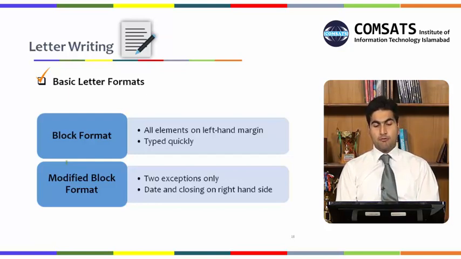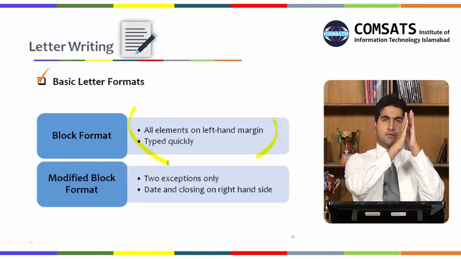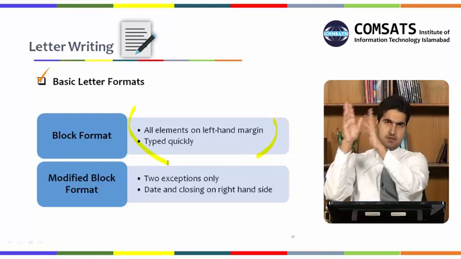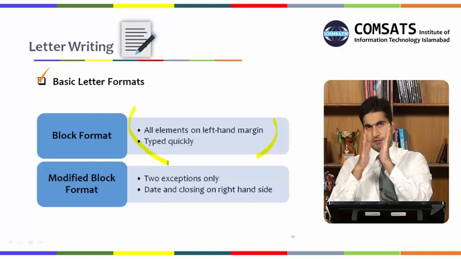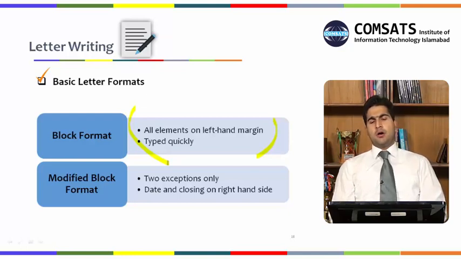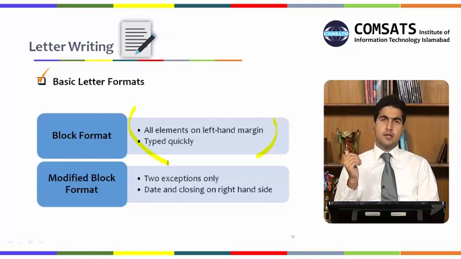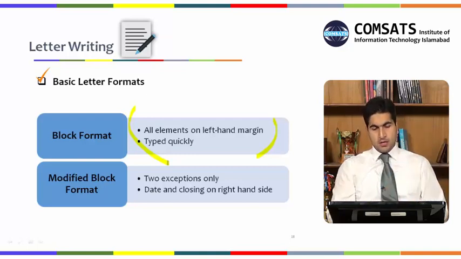So in case of your block format, the main point to remember here is that all elements are placed on the left margin. In your case, this is the left hand margin. Things are placed on the left hand side. The second format, like a modification of a block format, which is why it is called the modified block format, is almost the same. The things which are different are the date and the closing, which come on the right hand side, in your case, over here. This right left confusion can be removed by coming towards the details.